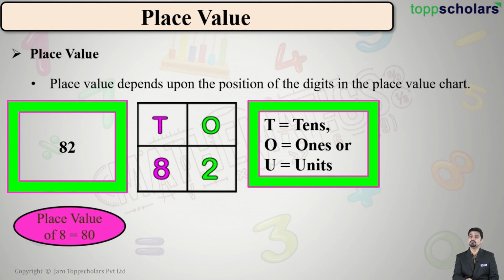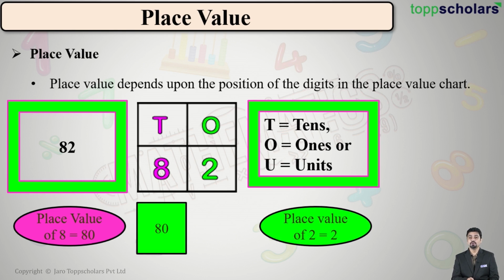So, 8 into 10, we have 80. And the place value for 2 will be 2 and it is in ones place. So 2 into 1, it will be 2. Hence, place value of 8 is 80 and of 2 is 2. So 80 and 2 are the respective place values.